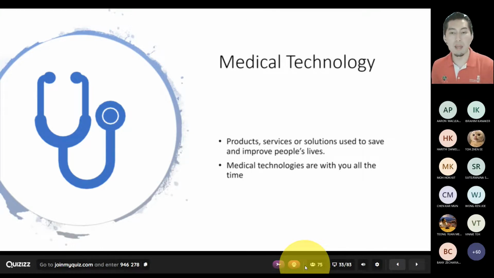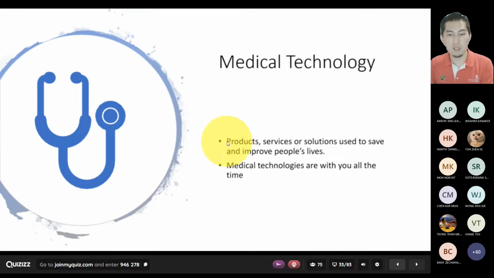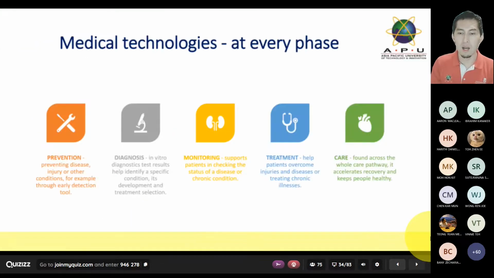We now move on to medical technology, and there are a few areas here which I think will definitely interest you as well to a certain extent. So obviously, medical technology translates into products, services or solutions that are health related. Medical technologies that are with you all the time. So can you think about that? Whether they are always with you, certain aspects of it are being considered here. So there are different functionalities being highlighted here. Medical technologies are always concerned with these 5 areas that you see here.